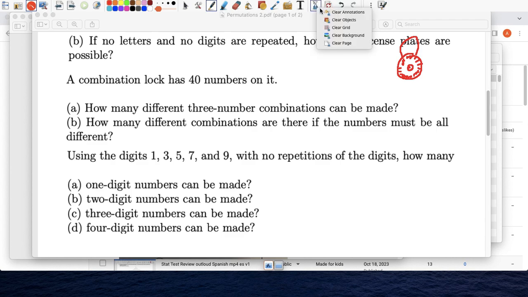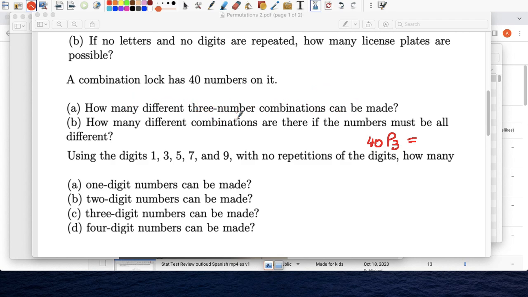Okay, so question 1: how many different three-number combinations can be made? But question 2 says how many different combinations are there if the numbers must be all different. So B, because the numbers have to be all different, you can't repeat. That one would be 40 numbers taken 3 at a time, right? And they all have to be different.